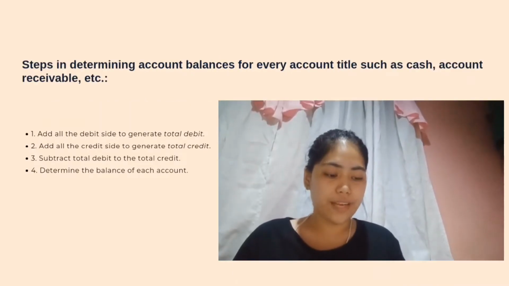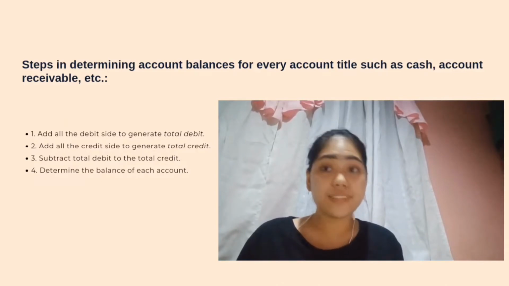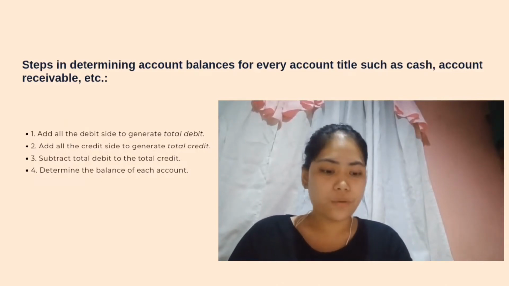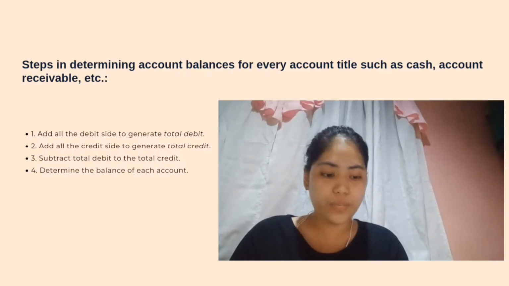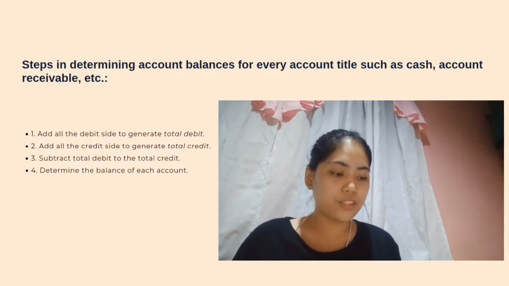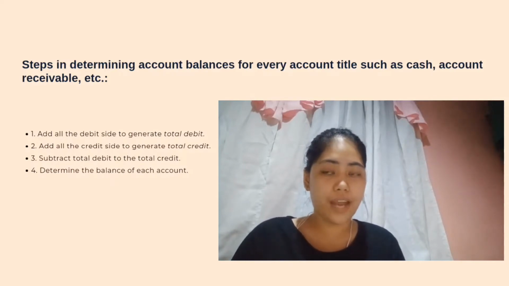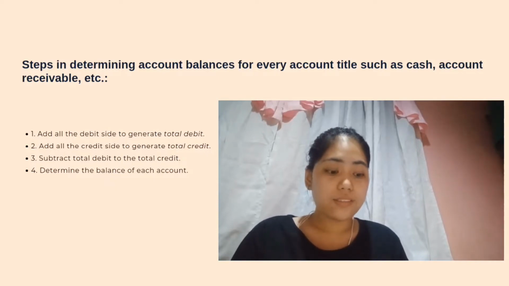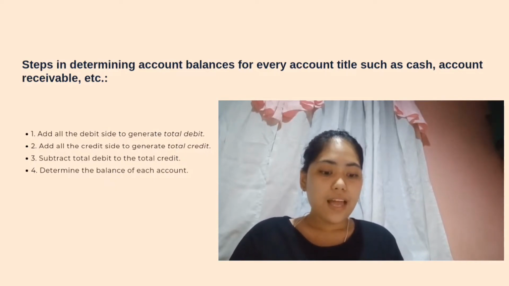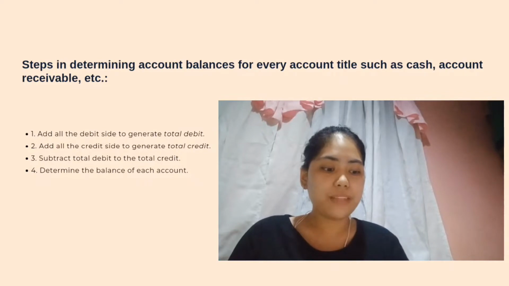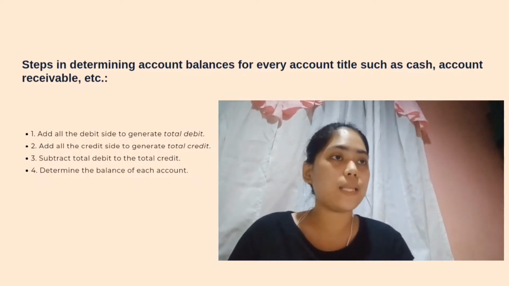For each account title, there are steps that we need to follow. First, add all the debit side to generate the total debit. Next, add all the credit side to generate the total credit. Third, subtract the total credit from the total debit. And lastly, determine the balance of each account.